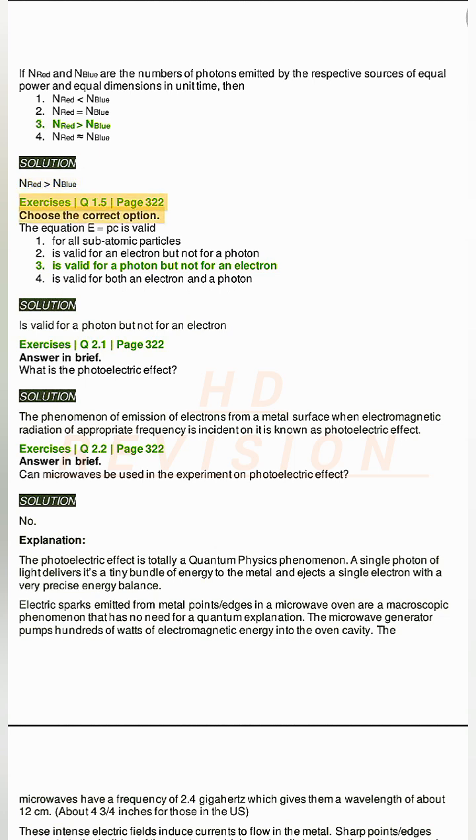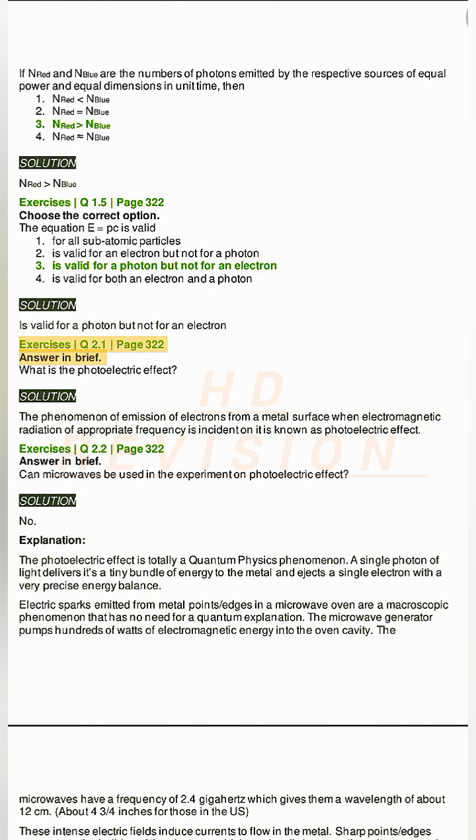Exercises Q1.5, page 322. Choose the correct option. The equation E equals pc: 1. is valid for all subatomic particles, 2. is valid for an electron but not for a photon, 3. is valid for a photon but not for an electron, 4. is valid for both an electron and a photon. Solution: Is valid for a photon but not for an electron.